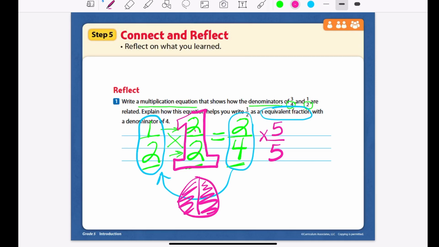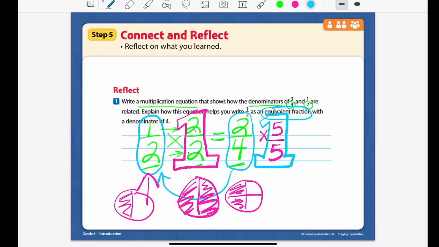So that's the reason why we multiply the top and the bottom, the numerator and the denominator, by the same thing, because it doesn't change the value of the initial fraction. It's just cutting it into more pieces. So it's showing you that 1/2 right here is also the same as 2/4, right? So if we want to make another equivalent fraction, we just multiply by another 1. Same on the top and the bottom.